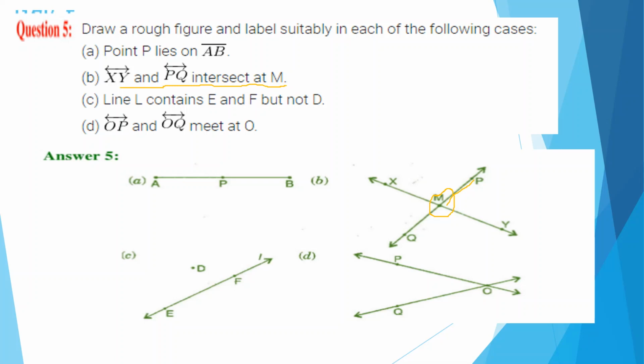Now line L contains E and F but not D. So we are taking line L. It contains E and F. But the point D is outside the line. D part, OP and OQ meet at O. So this is OP, this is OQ, they meet at point O.